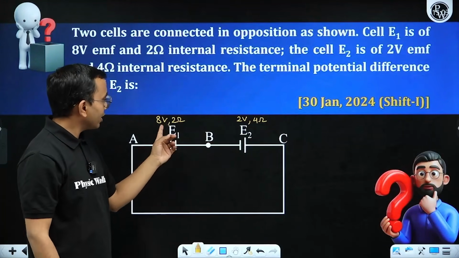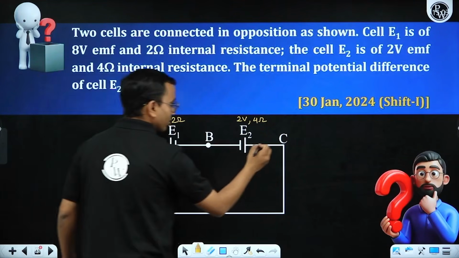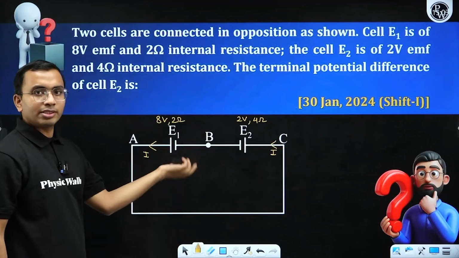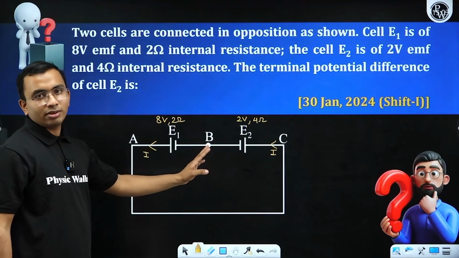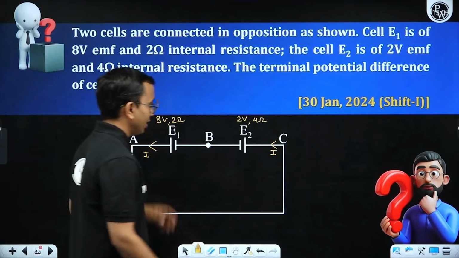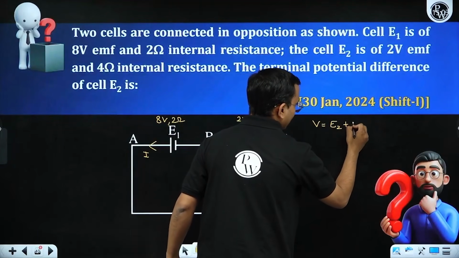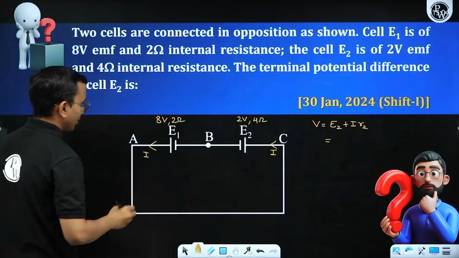Which one is greater? These are connected, by the way, in opposite sense. So 8 volt is greater, so effectively I'll say that current will go in this direction, it means it is charging. If it is charging, the potential across this will be E plus IR. Okay, so V is equal to E2 plus I into R2.